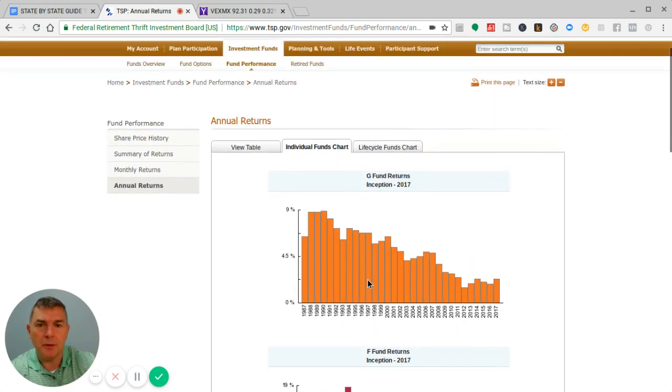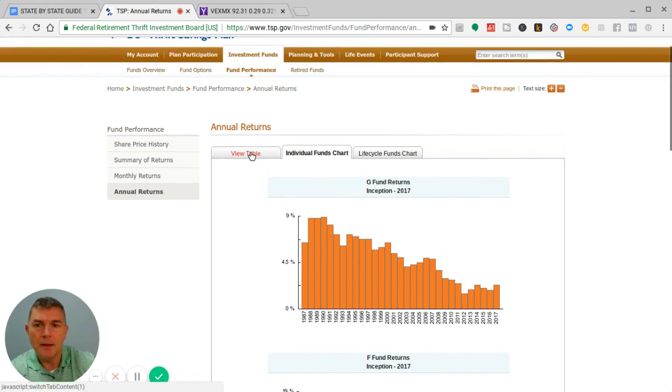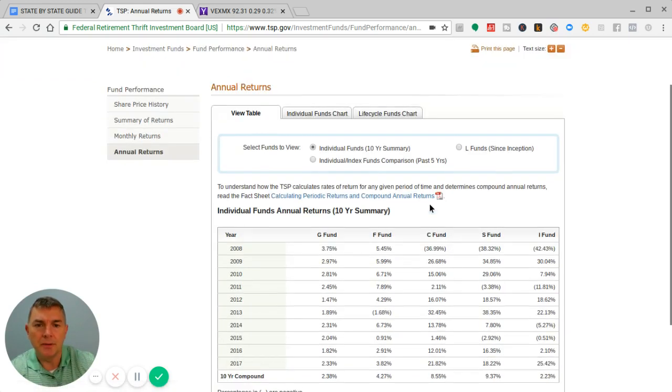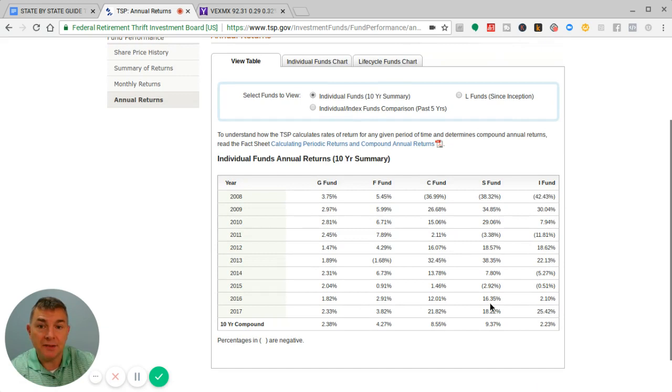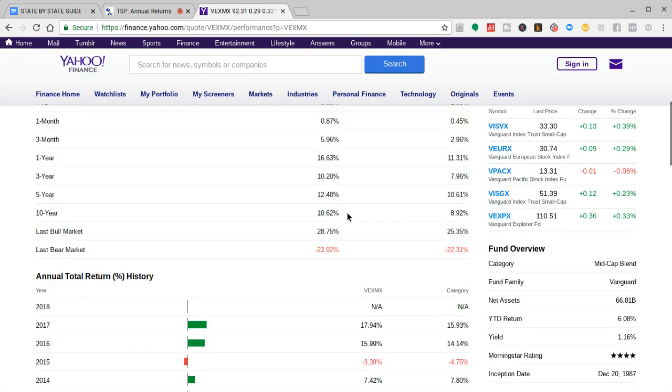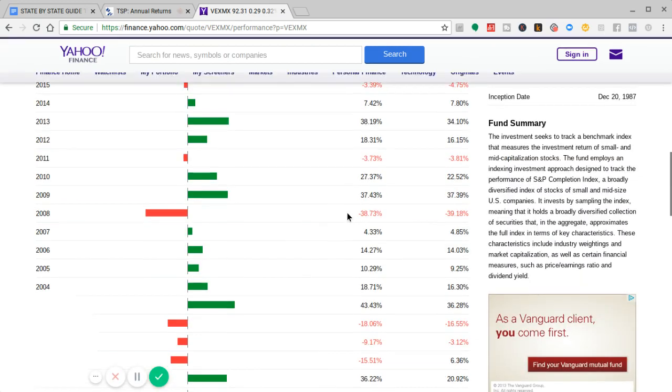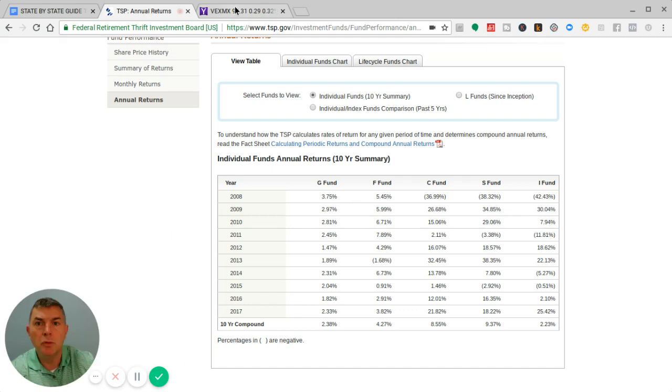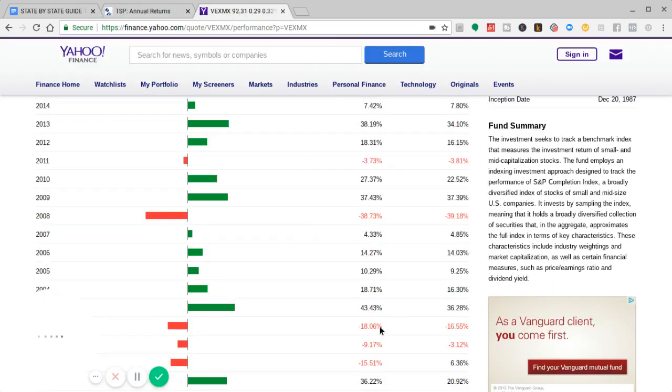I am curious. So let's go up here and I want to see the table. So I'm going to show you something. So we have their performance and here's the S. So we started it. It only gives us 10 years. Let's see. 38.32 is down in 2008. Let's see what the Vanguard Extended Market did in 2008. That would be 38.73. So there you go, 38.32, 38.73 was the extended market index from Vanguard.